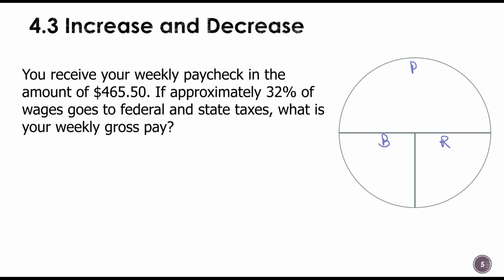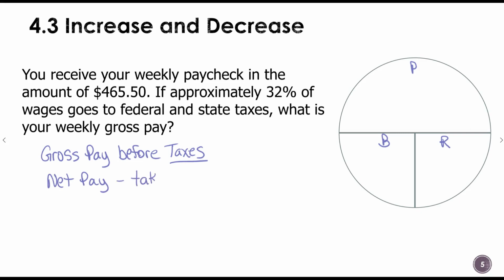Well, let me just make a note real quick. Gross pay is before taxes or before withholdings. So that's the actual amount you make. And then the other, net pay, is your take home. So in this case, your take home is $465.50. That is your net pay.